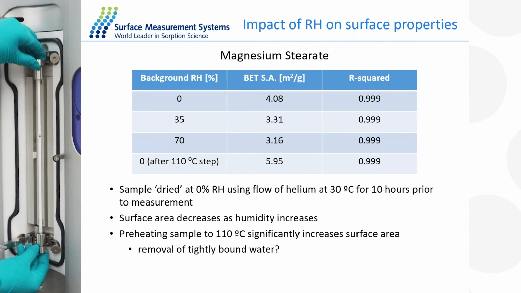Another study is about magnesium stearate. The surface area of this sample is also decreasing with increasing humidity. But after drying at 110 degrees, the surface area becomes even larger than the original, which is probably due to the sample changing structure during the preheating process, losing some tightly bound water and changing the hydration state as well. So if we measure this sample with the nitrogen method, this would probably be the value we get without the hydration water, but it's not the original surface we wanted to measure at the very beginning.